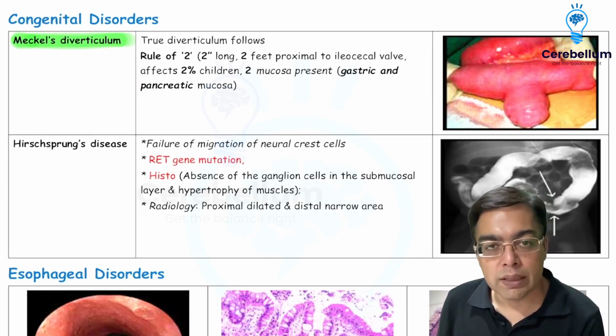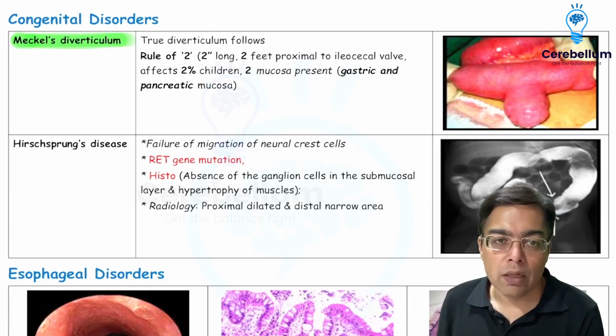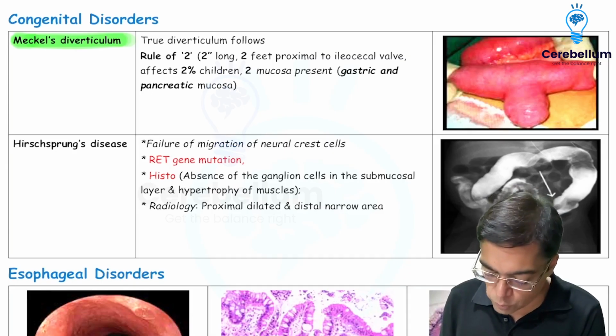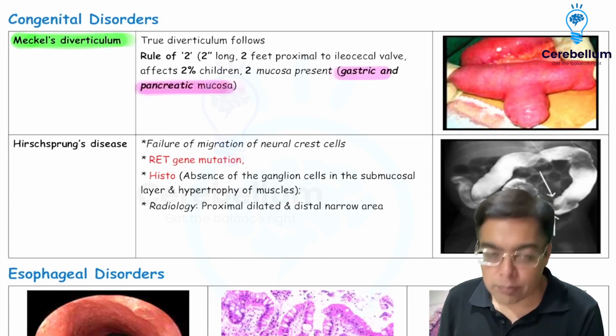It is 2 inches in length, 2 feet proximal to the ileocecal valve, and is going to be associated with the presence of two types of mucosal tissues. One, the gastric mucosa, and the second one happens to be pancreatic mucosa.